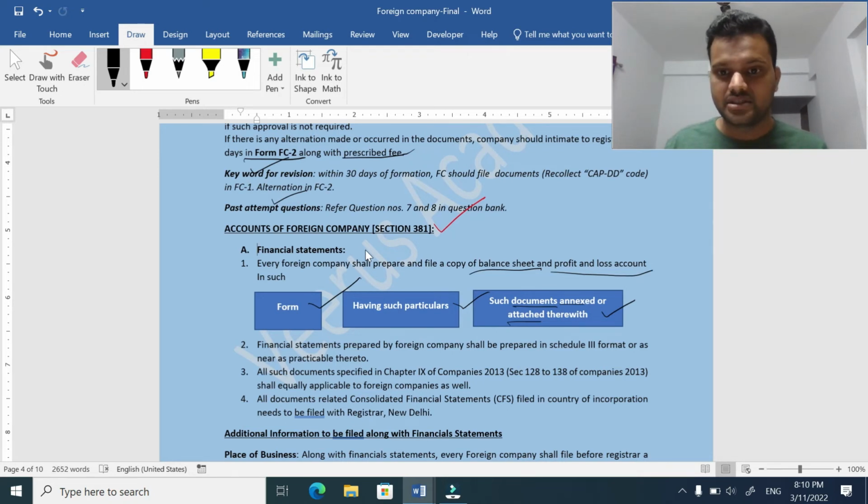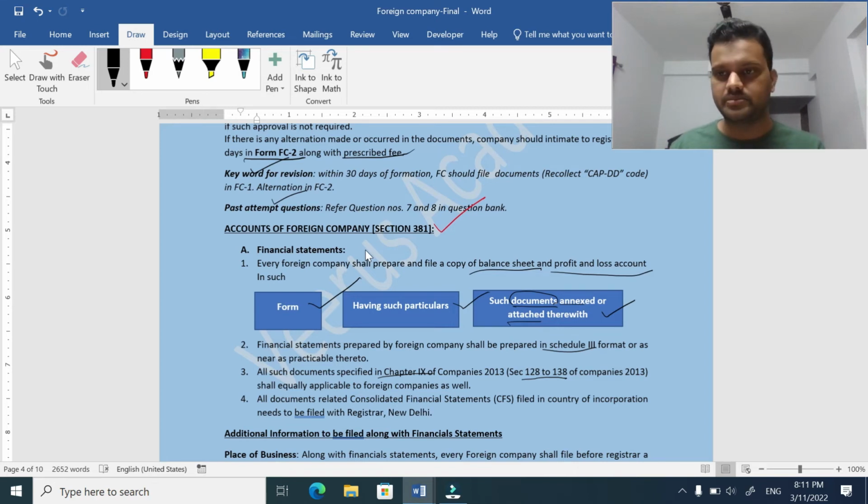So these particular documents were specified in the Companies Act. That is accounts of the company, chapter 9 of the Companies Act 2013. If you see the second and third points, they mention the same. Financial statements prepared by a foreign company shall be prepared in Schedule 3 format as near as practicable thereto. All such documents specified in Chapter 9 of the Companies Act. Chapter 9 is what? Accounts of the companies. Sections 128 to 138 of the Companies Act are equally applicable to the foreign company as well.